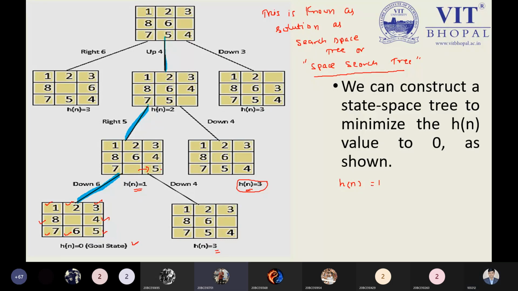Sir, first we have to move 5 left side and then 4 downside. See, you have to just see. We are choosing this point right now. Now it is clear. Yes, sir. So I can write over here 1, 2, 3, 8, 6, 4, and 7 and 5.